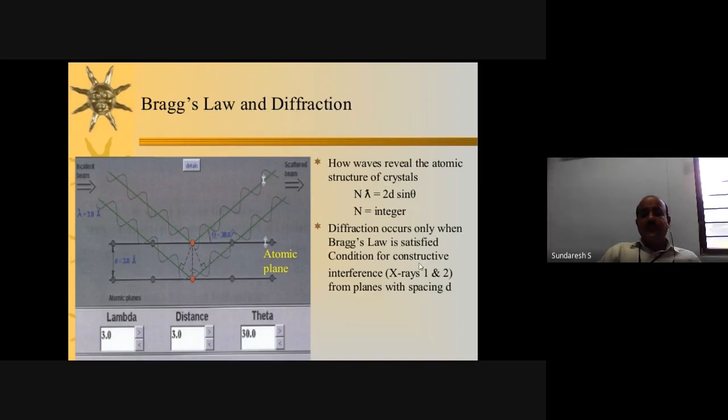The condition for constructive interference of X-rays 1 and 2 from planes with spacing d. Condition for constructive interference, how it is happening. See, this is totally physics. I think you might have studied these things in optical physics. So the same principle, the concept of diffraction that I am talking about, is used over here. This is called Bragg's law and diffraction.